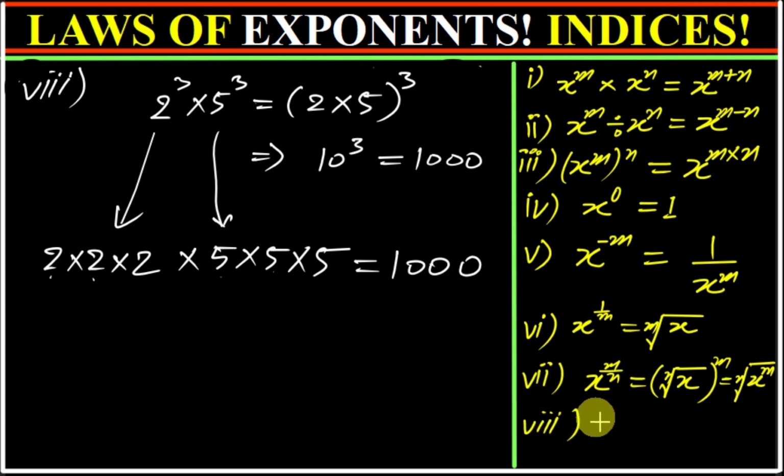So if bases are different, like a raised to the power m into b raised to the power m, we can just take this power as common. So a times b raised to the power m. So these are the different laws of exponents.